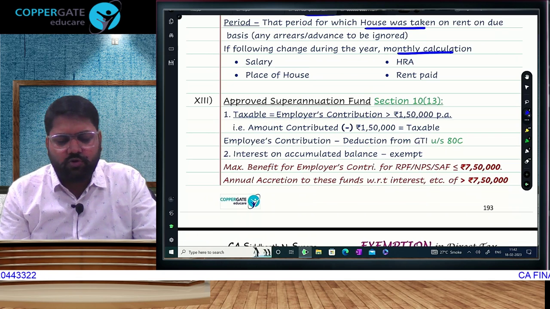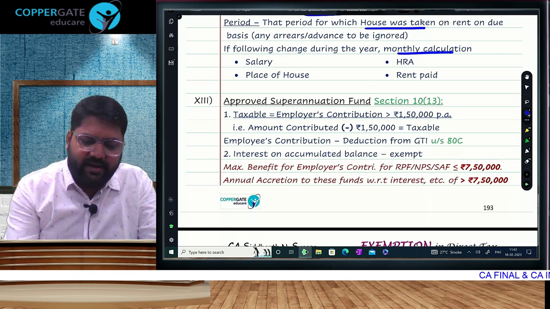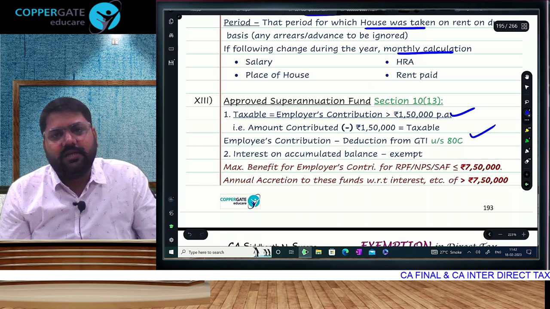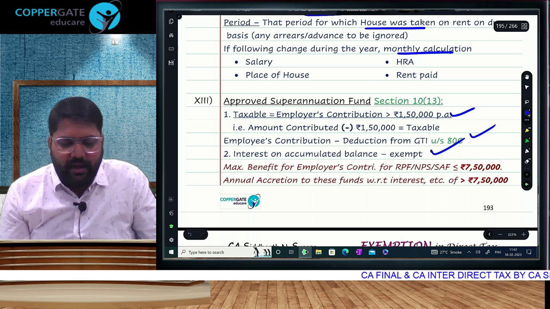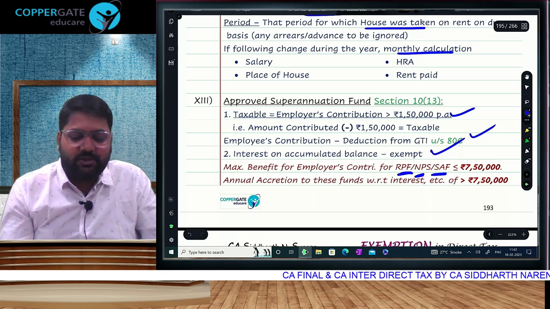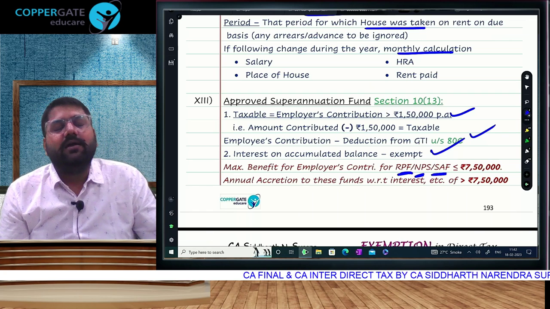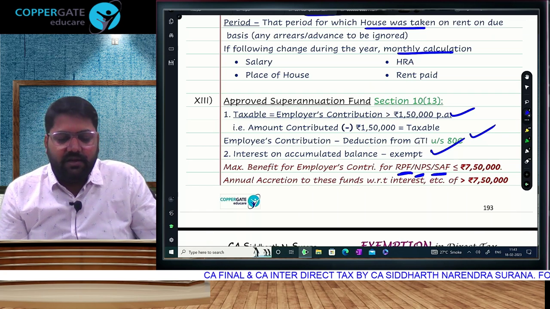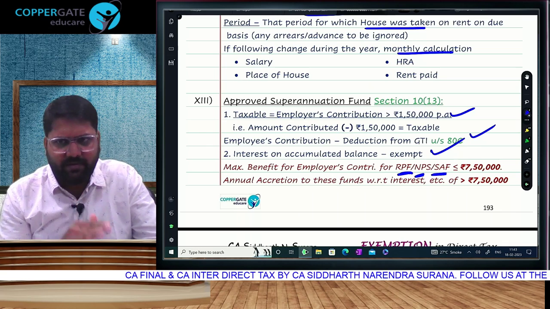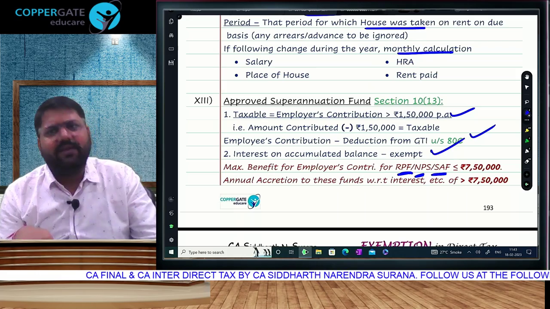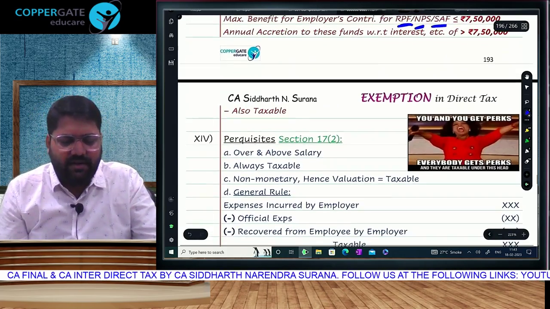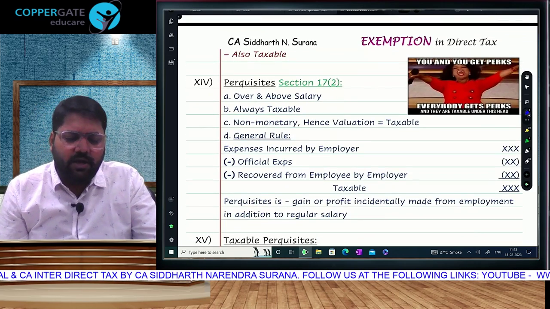When employer contributes to superannuation fund, the amount in excess of 1,50,000 will be taxable, and the employee's contribution will be deduction under ATC. Interest is going to be exempt. In RPF, notified pension scheme, which comes in chapter 6 also, and in superannuation, the total benefit cannot exceed 7,50,000. Above this, in the additional question bank that I have given for CA Intermediate, after our class questions get over, you will get one question that you can solve, and you will understand how to calculate that excess over 7,50,000.